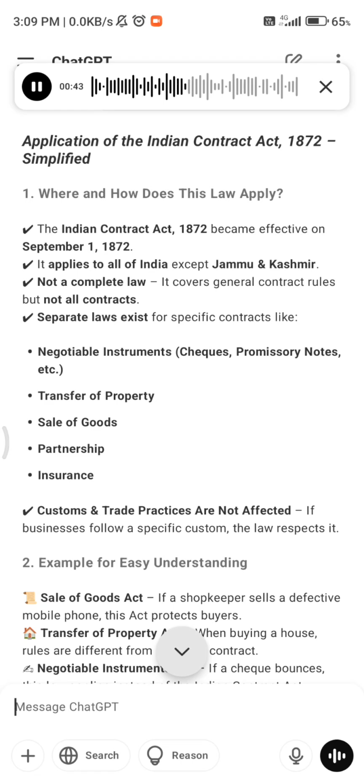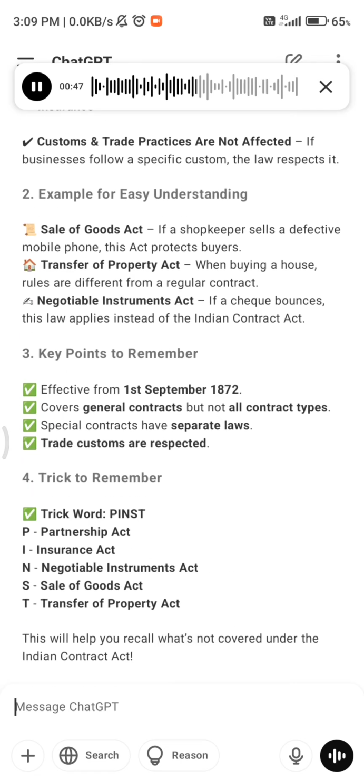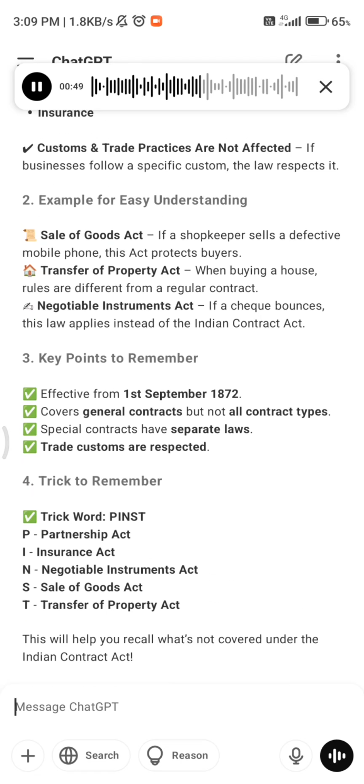2. Example for easy understanding. Sale of Goods Act: if a shopkeeper sells a defective mobile phone, this act protects buyers. Transfer of Property Act: when buying a house, rules are different from a regular contract. Negotiable Instruments Act: if a check bounces, this law applies instead of the Indian Contract Act.